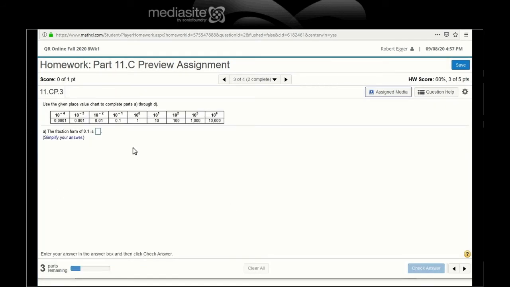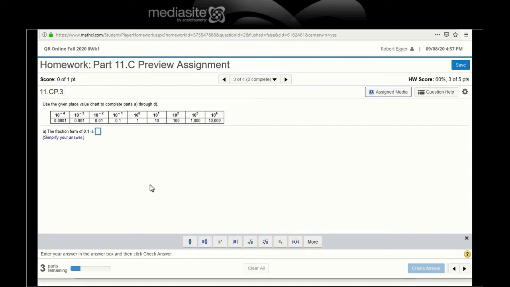Okay. Use the given place value chart to complete parts A through B. What is the fraction form of 0.1? Okay, it's 1/10, or 1 divided by 10 to the first, or 1 over 10.